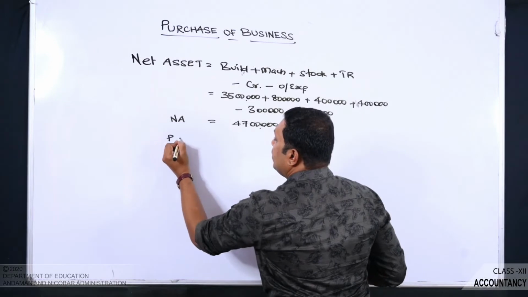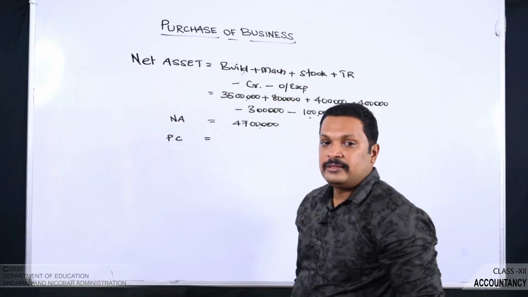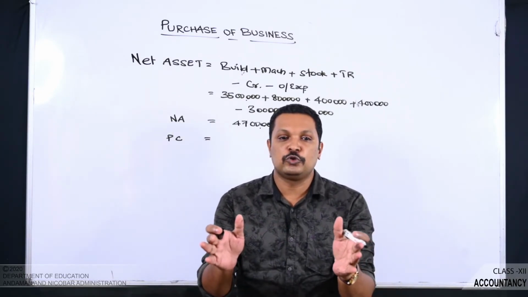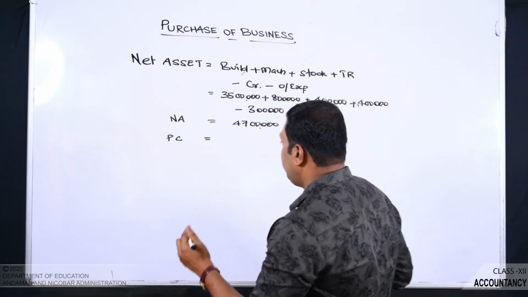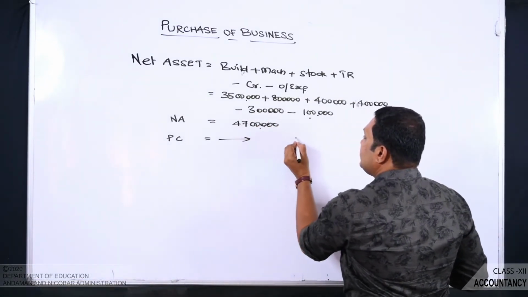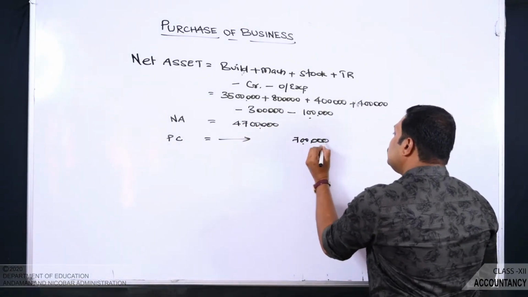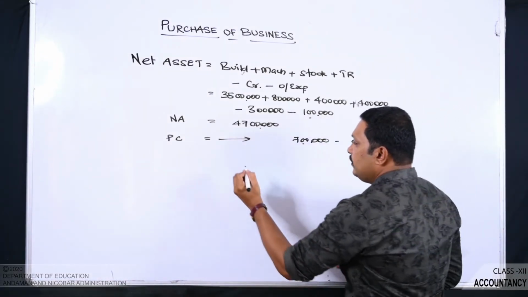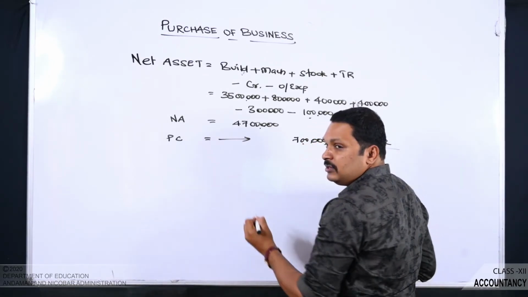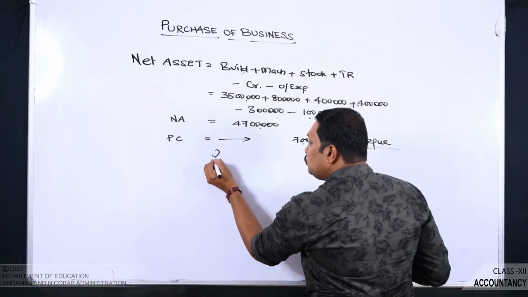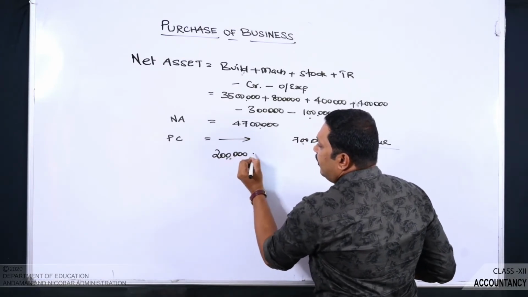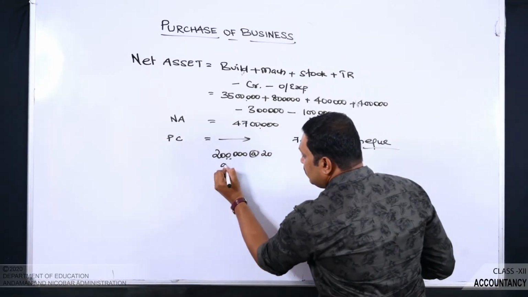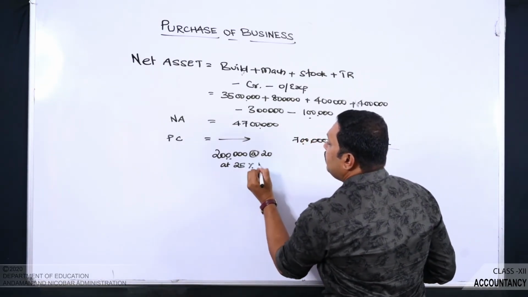What is PC? Purchase consideration. Here the company agreed to pay in 2 ways. First 7 lakh through check and the balance amount through issue of shares. So first they agreed to pay 7 lakh through check. What is the next one? They agreed to issue shares. How many shares? They agreed to issue 2 lakh shares at the rate of 20 each at 25% premium.